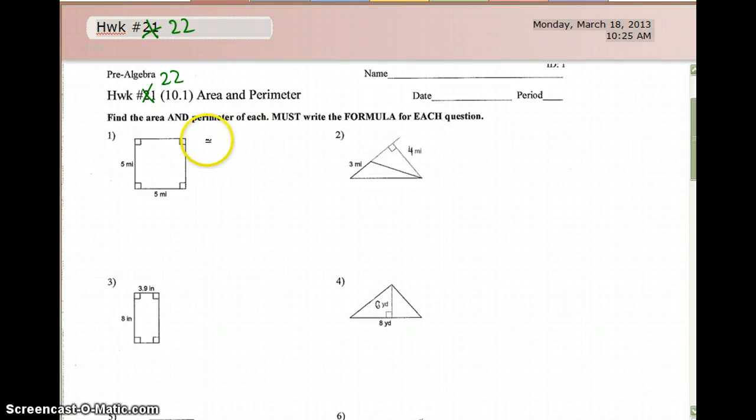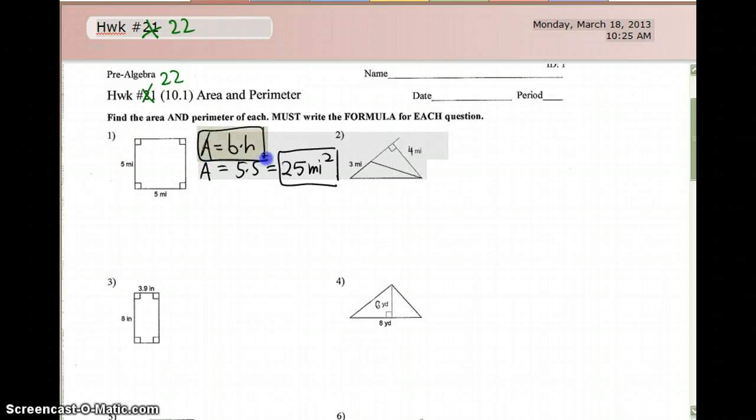In number 1, my area for the square here, a rectangle, would be base times height. So that's my formula. I'm going to do 5 times 5, which would then give me the exact answer of 25 miles squared. So that would be my answer and my formula.